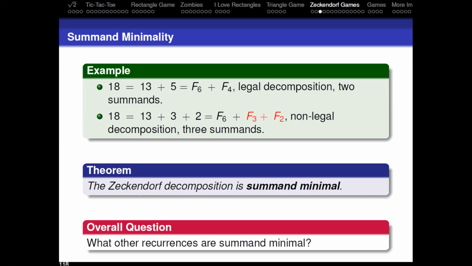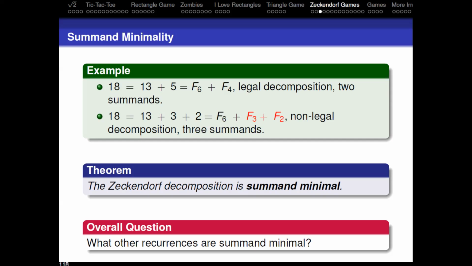So how would you write a legal decomposition for 16? 13 plus 3. It's also 8 plus 8. 8 plus 8 is not a legal decomposition, but it is a sum of Fibonacci numbers. And that shows you that it's possible to have the same number of terms.